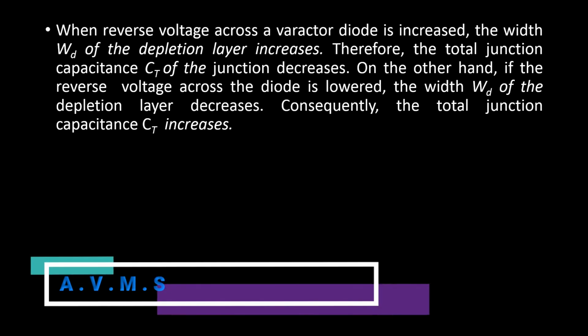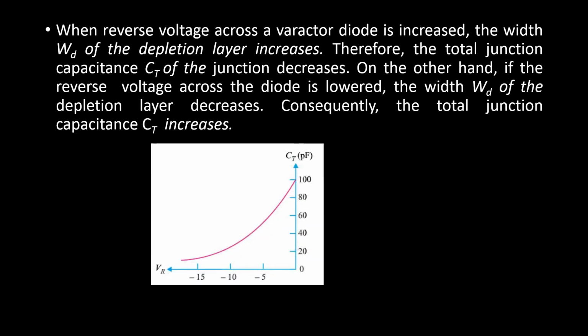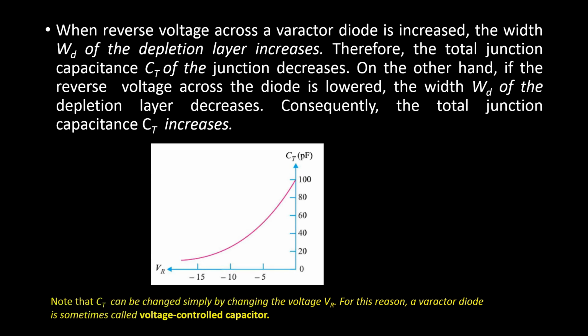When the reverse voltage across a Varactor diode is increased, the width WD of the depletion layer increases. Therefore, the total junction capacitance CT decreases. On the other hand, if the reverse voltage across the diode is lowered, the width WD of the depletion layer decreases. Consequently, the total junction capacitance CT increases. Note that CT can be changed simply by changing the voltage VR. For this reason, a Varactor diode is sometimes called a voltage-controlled capacitor.